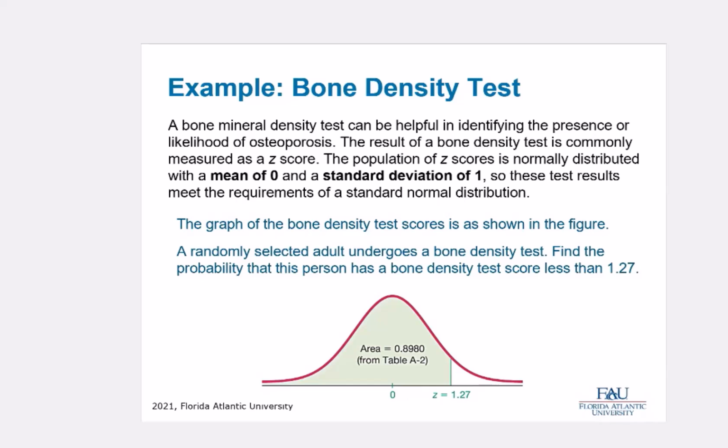The graph of the bone density test scores is as shown in this figure. A randomly selected adult undergoes a bone density test. Find the probability that this person has a bone density test score less than 1.27. We've already seen how to use the table. Let's see how to use StatCrunch.